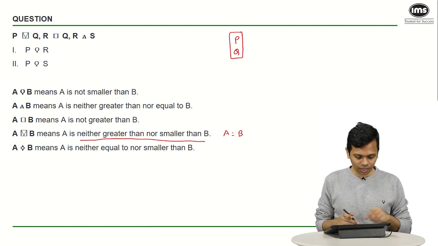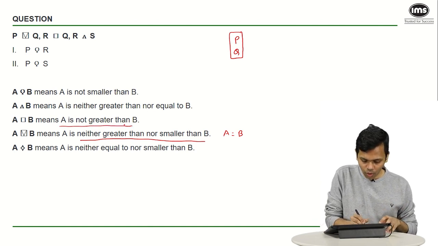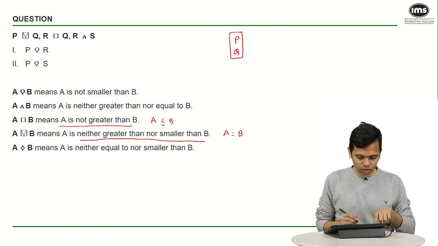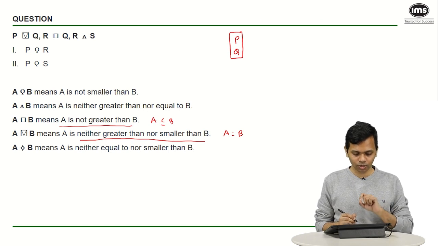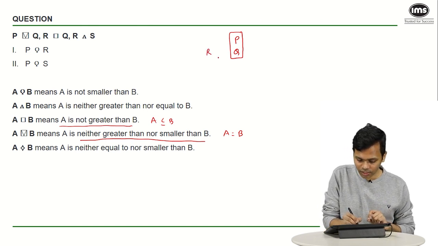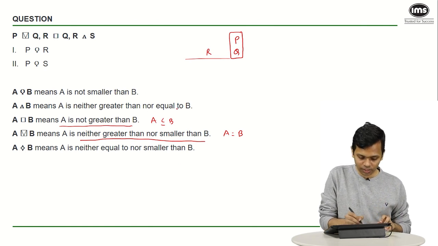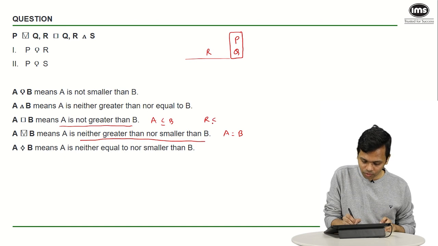Then we have R square Q. Now what does square mean? A is not greater than B, meaning less than or equal to. So R less than or equal to Q, which means somewhere on this side, on this spectrum, but it can also be equal by the way. So this is R less than or equal to Q.